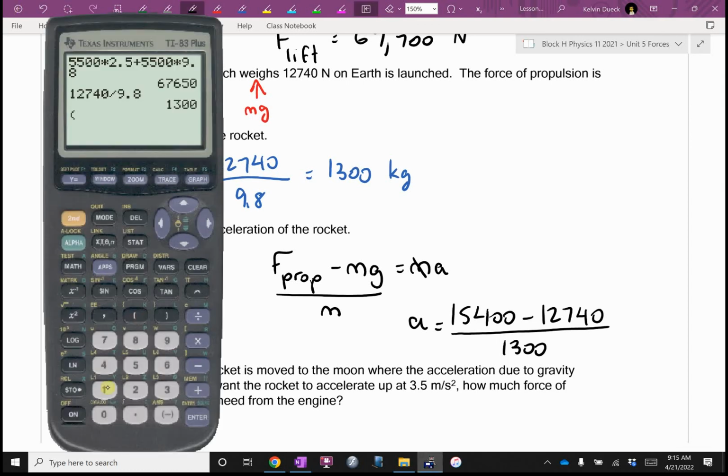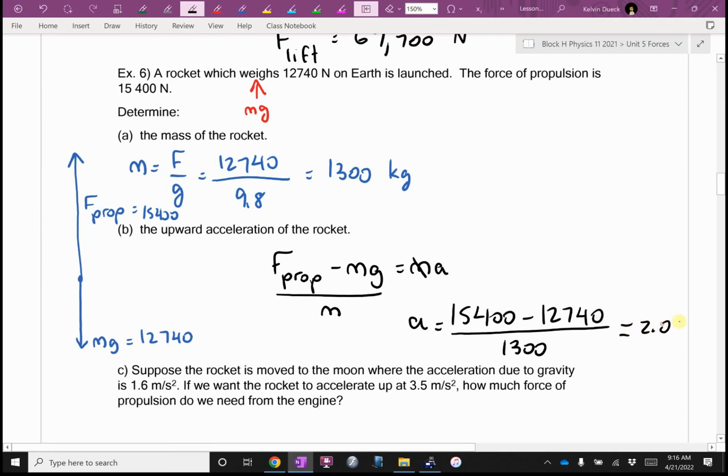I have no idea what the answer is here. Paul, did you get 2.05? 2.061, 2.05? Okay.